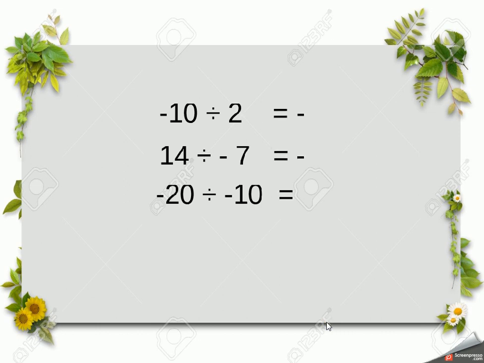So I put negatives for the first two, and I leave a blank for the bottom one. And then all I've got to do is the division. So 10 divided by 2 is 5, 14 divided by 7 is 2, and 20 divided by 10 is 2. And there are my three answers: -5, -2, and 2.